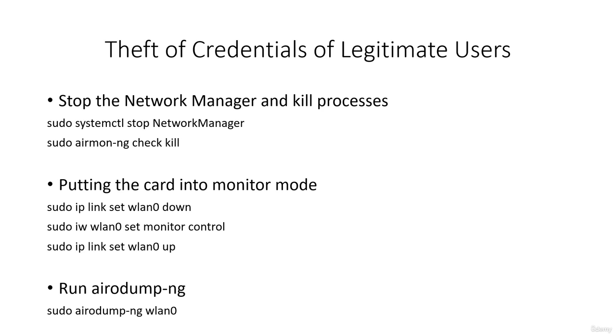First we need to stop the network manager and kill processes that can hinder us, using this very simple command. Next, in the command, if necessary, replace the name wlan0 with the name of your wireless interface, putting the card into monitor mode. So this sets it into monitor mode. This line means it will set your network down, and then once you set the monitor mode, it will bring your network back up.